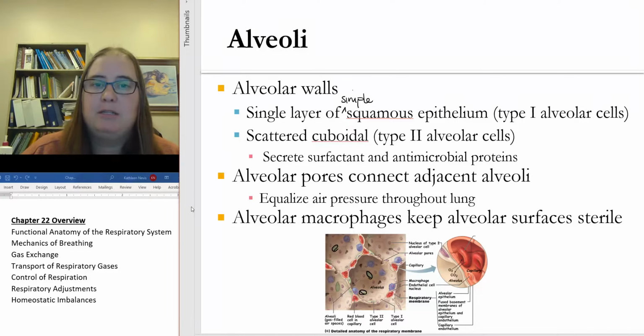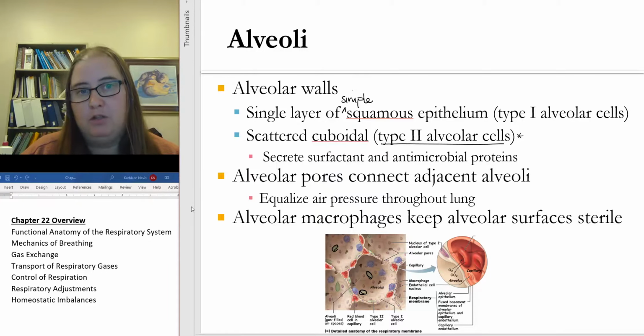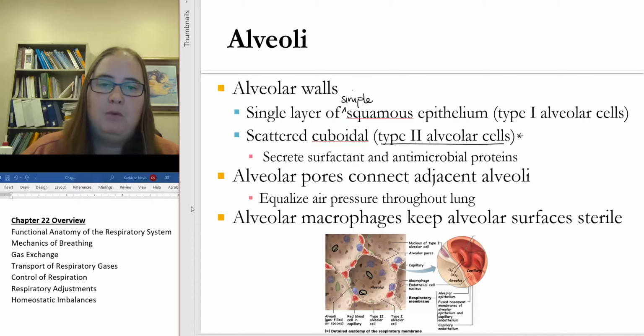These are representing what we call our scattered cuboidal cells. These are often referred to as your type 2 alveolar cells. And we're going to come back to the importance of these in a little while. But essentially, they're going to secrete a lipid protein called surfactant, as well as some other antimicrobial proteins. And again, we'll come back to the importance of this molecule in a little while.